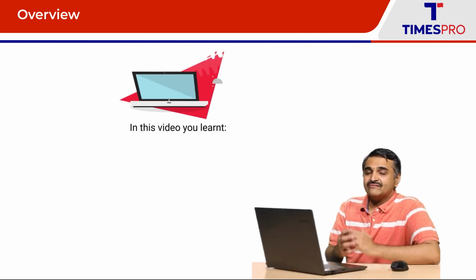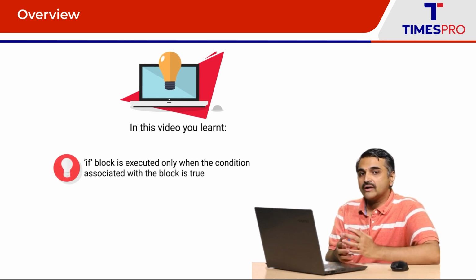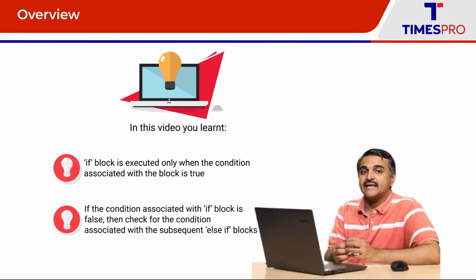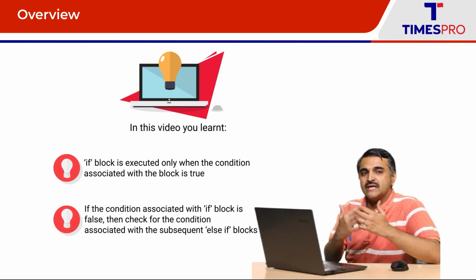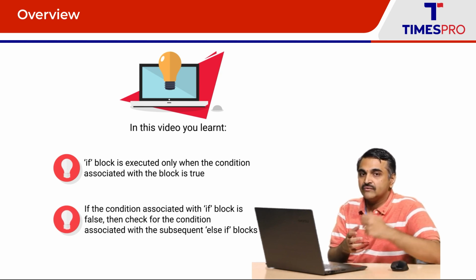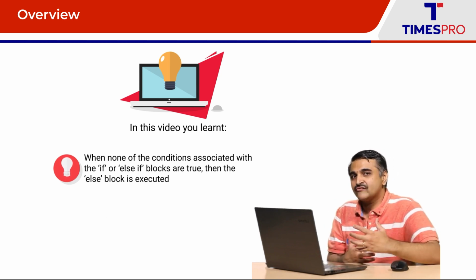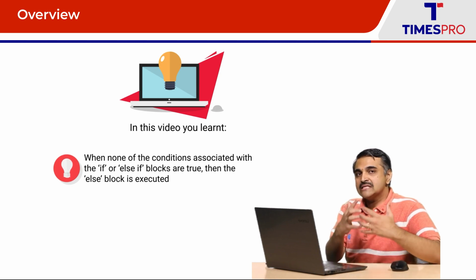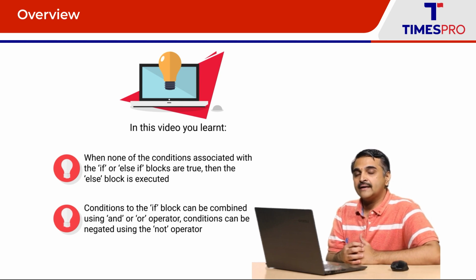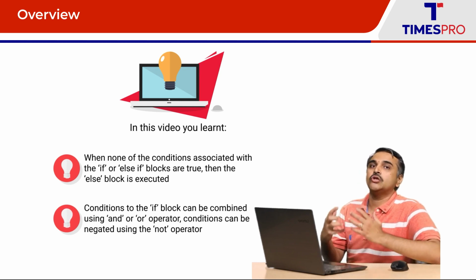In this video, we have learned that an if block is executed only when the condition associated with the block is true. If the condition associated with the if block is false, then check for the condition associated with the subsequent else if blocks, denoted by the elif keyword. When none of the conditions associated with the if or the else if blocks are true, then the else block is executed. Conditions to the if block can be combined using and, or operators. It can as well be negated using the not operator.